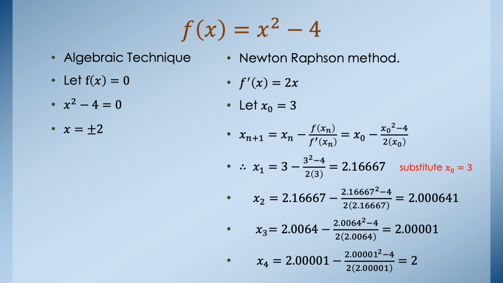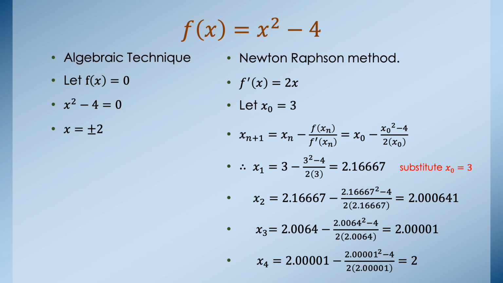The working solution of the Newton-Raphson method, given f of x equals x squared minus 4. So we differentiate the function with respect to x. We obtain f prime of x equals 2x. We want to show that the root of the function given is equal to 2. So we let the initial value x naught equal 3.